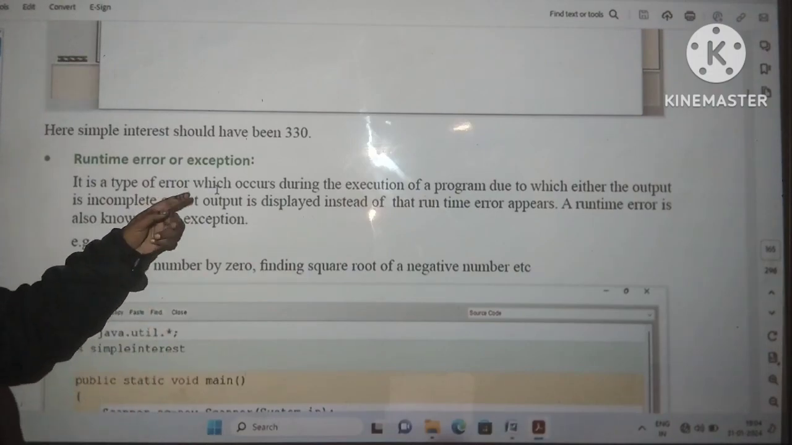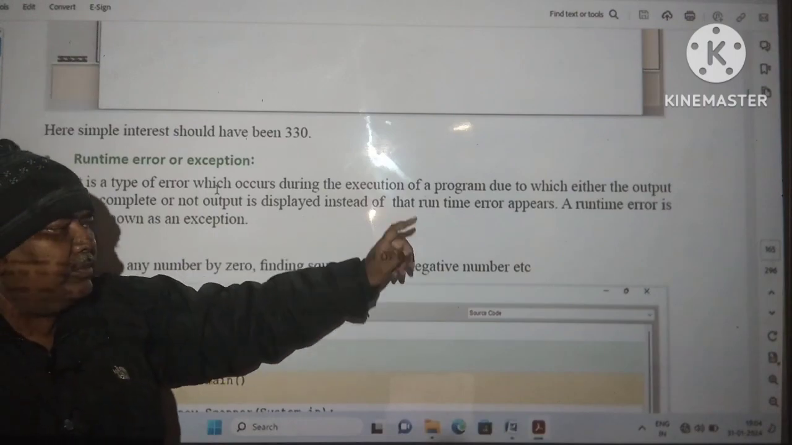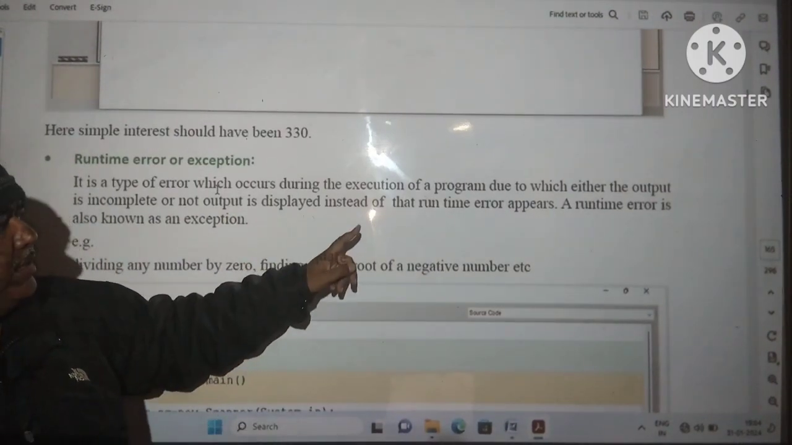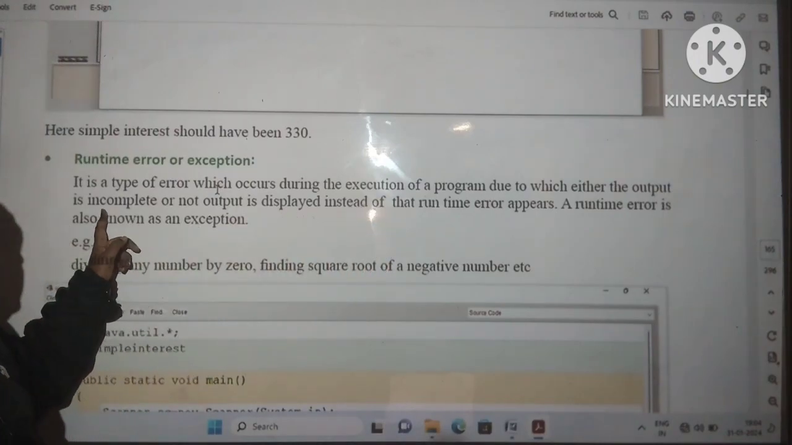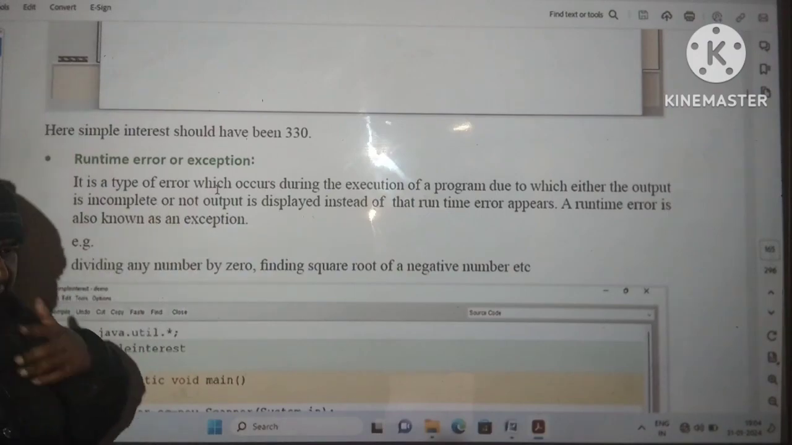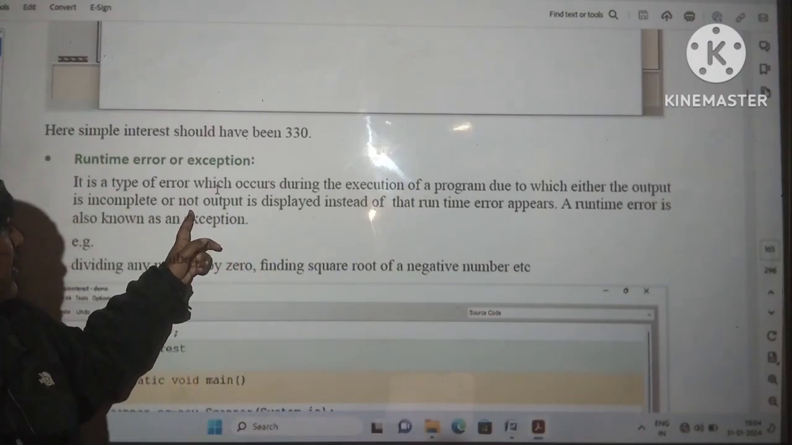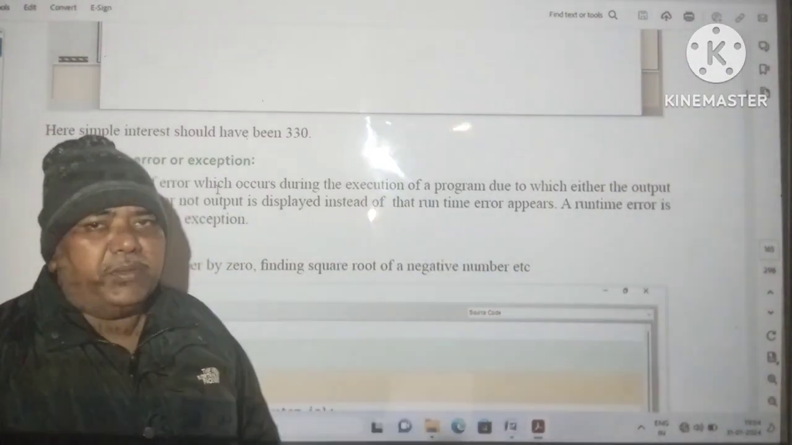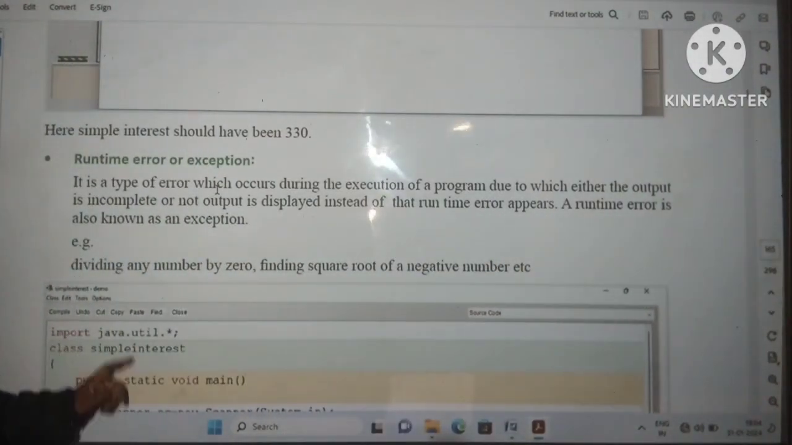Now, runtime error or exception. It is a type of error which occurs during the execution of a program, not during compilation, due to which either the output is incomplete or no output is displayed. Instead of that, the runtime error appears. A runtime error is also known as an exception.